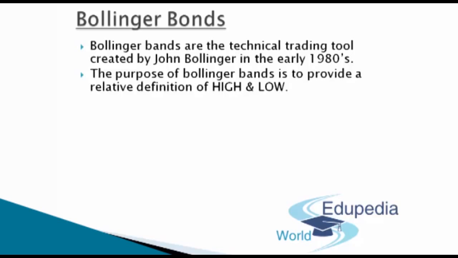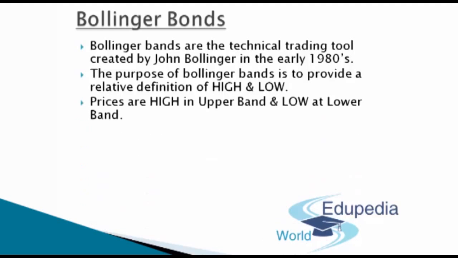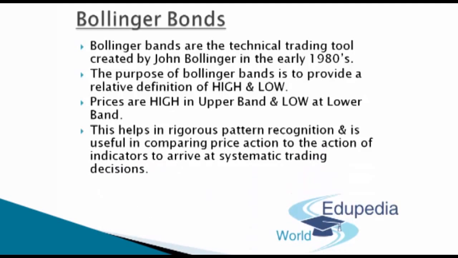So with the help of Bollinger Bands, you can actually strive for the perfect kind of equilibrium, wherein you can get the best benefit of the prices, and you'll be able to decide at which price you want to trade in or at which price you want to exit the market. So prices are high at the upper band and prices are low at the lower band. So this basically helps in rigorous pattern recognition and certainly is useful in comparing the price action to the action of indicators to arrive at a systematic trading decision.